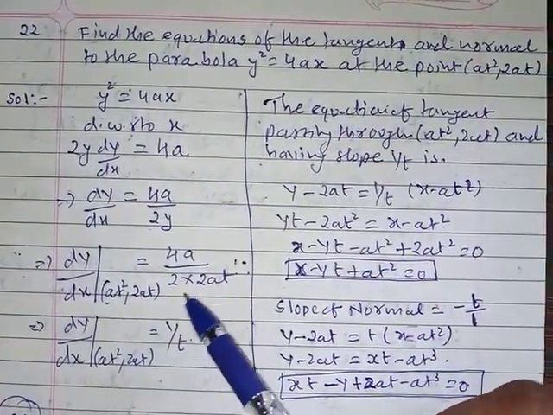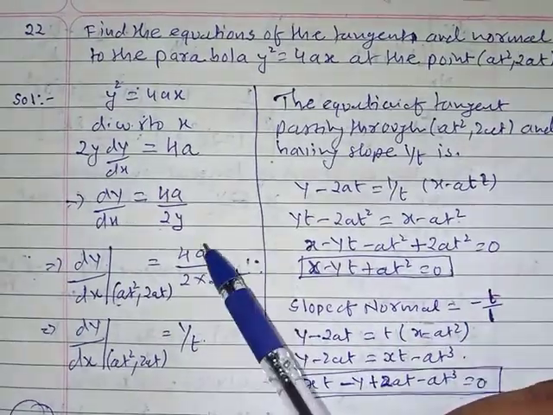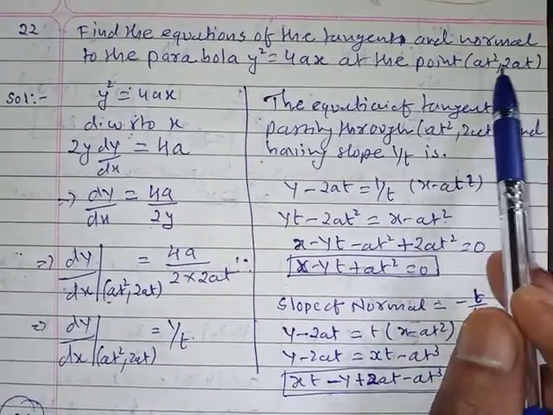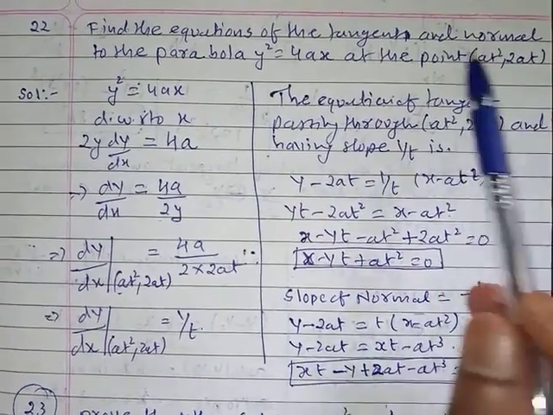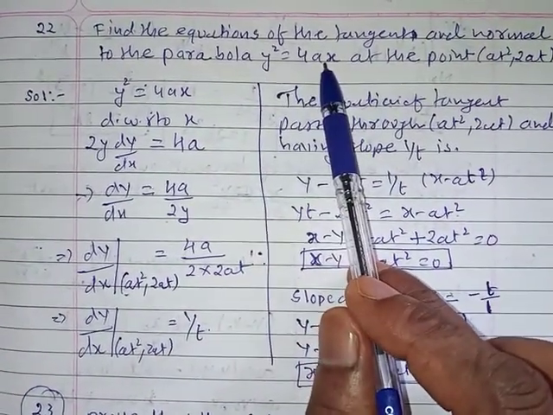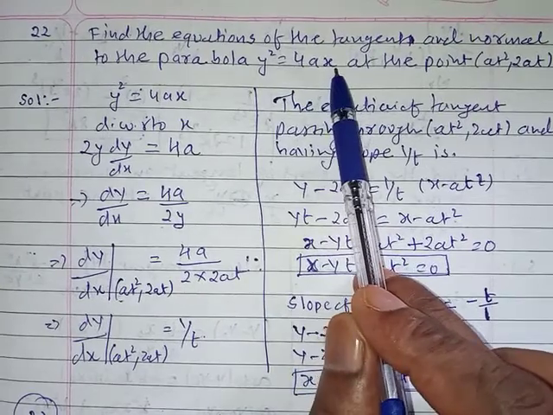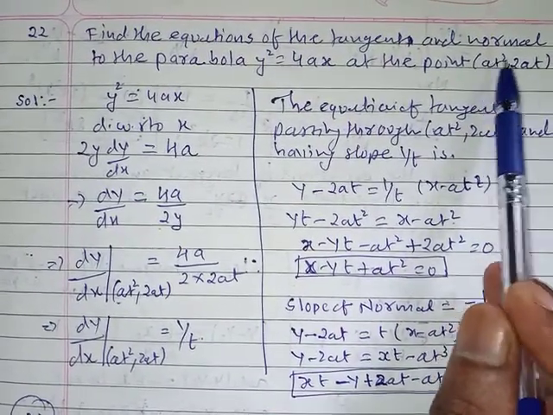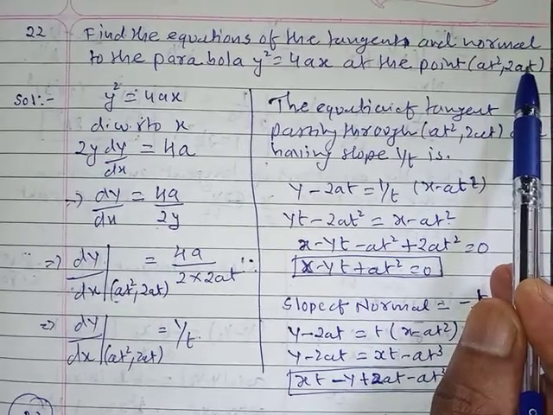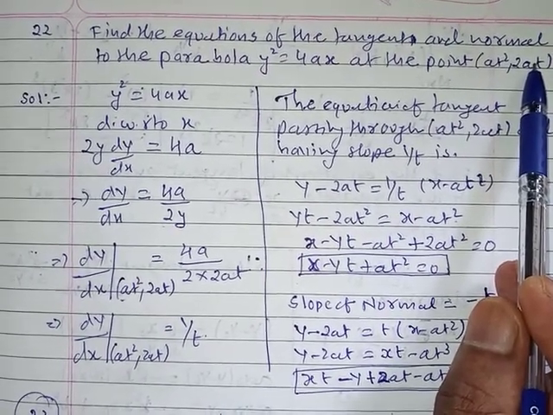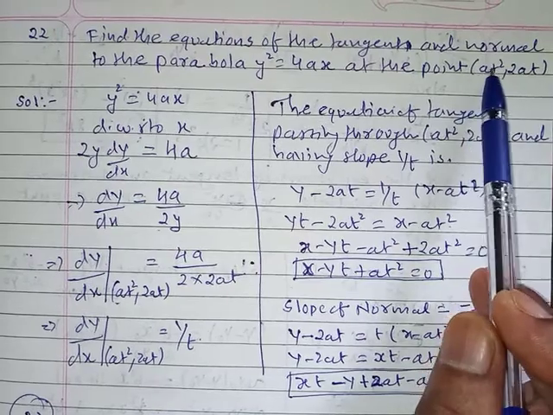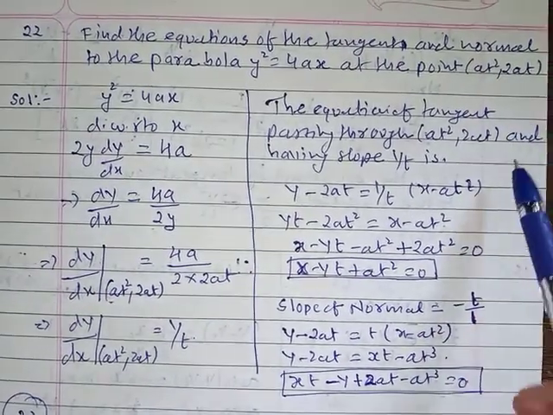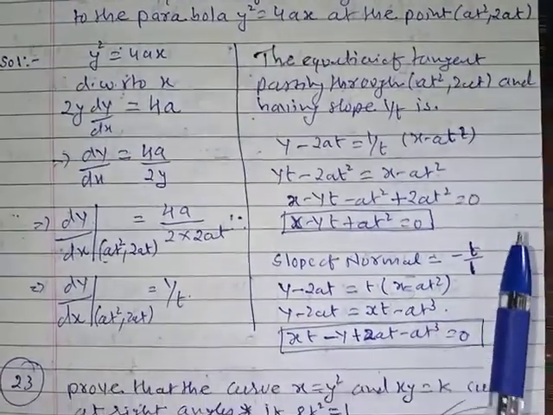For finding the slope of a normal, we have to invert it and multiply with -1. So it is simple. First you have to take the derivative, dy by dx, and find out the value at this point. This is x and this is y. Substituting that, you get the value, and that will be the slope. Two points are given, so if the slope and points are given, we know how to find the equation. That is pretty simple.